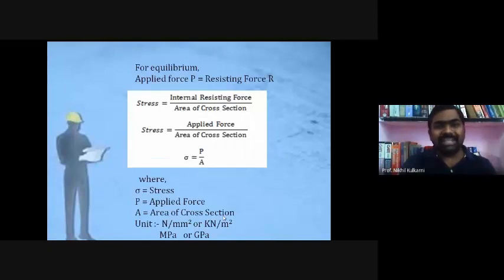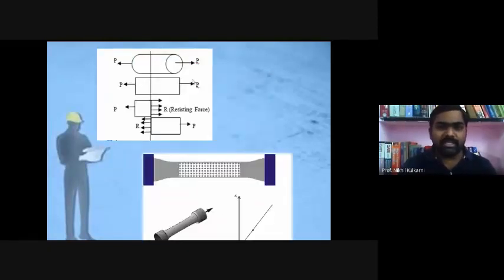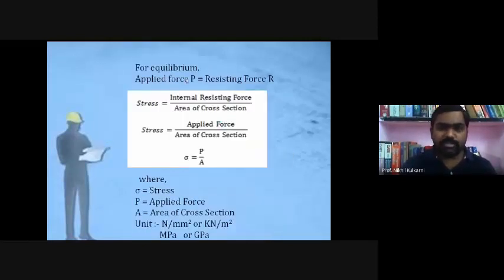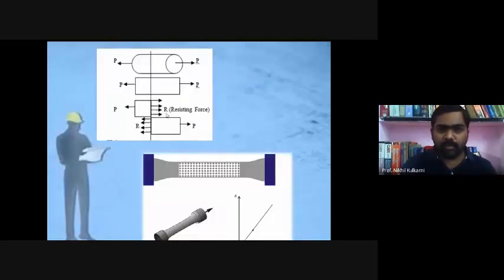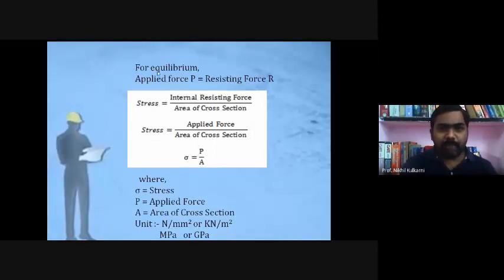So for the stress, we all know that the applied force, particularly in this figure, was P. With the equilibrium equation, due to this applied force only the resisting force was there. So with the summation of Fx equal to 0, that is the equilibrium equation, we will get the applied force equal to the resisting force.